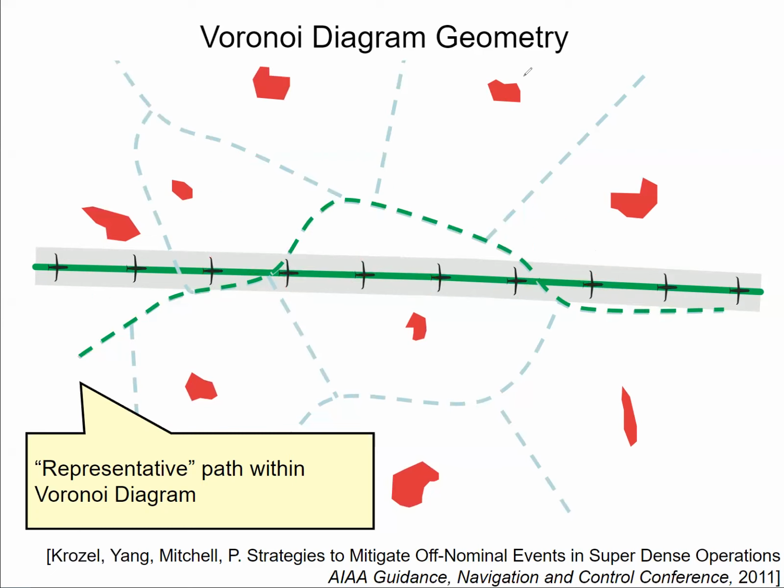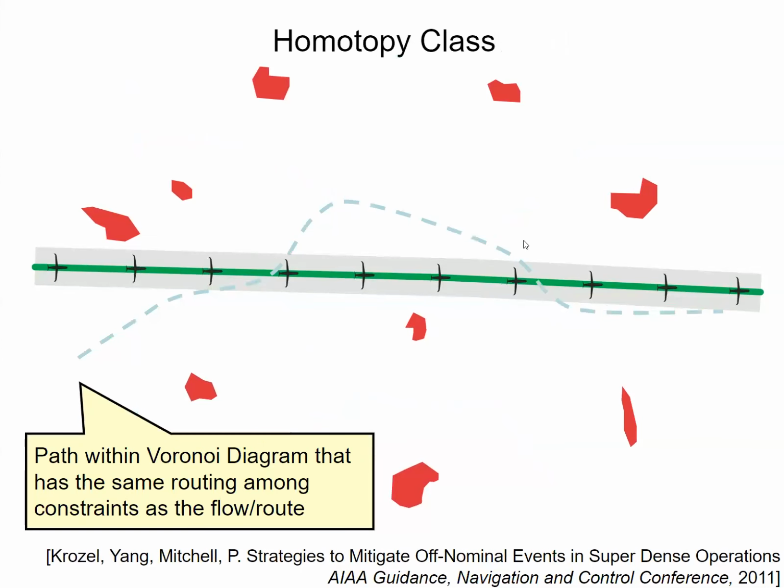They can wiggle around in the same way between the obstacles because they have the same homotopy type. That's the definition of the homotopy type. So we can look at this representative path in the Voronoi diagram.